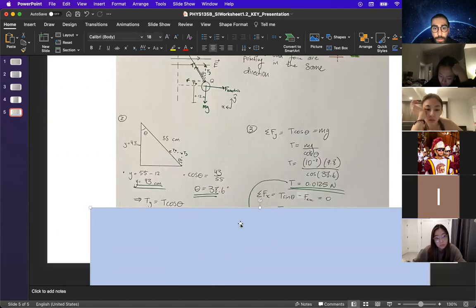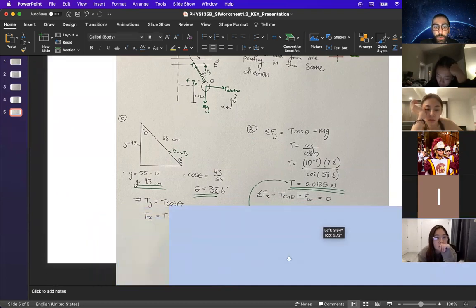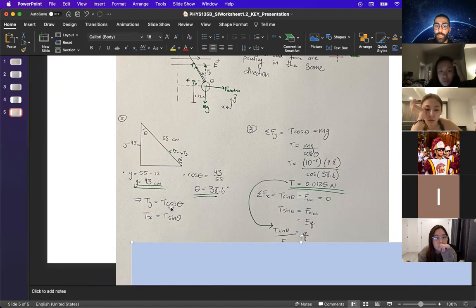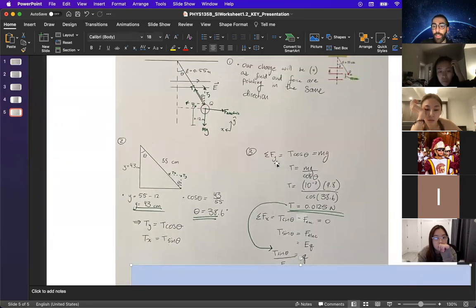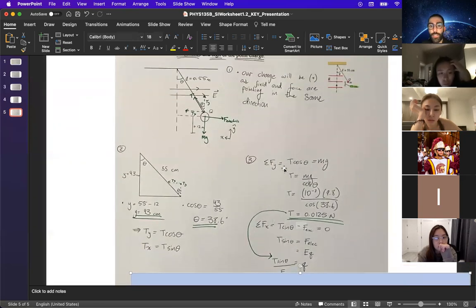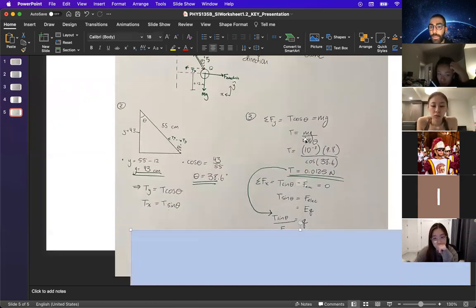All right. Next, we have our components of tension, T cosine theta and then T sine theta, depending on where they are with respect to that angle theta. Next, we're going to look at the summation of forces in the y direction. We have T cosine theta pointing up and then mg pointing down. Just move the mass times gravity to the other side, divide by cosine, and you'll get a value.